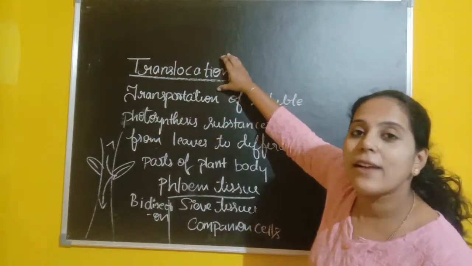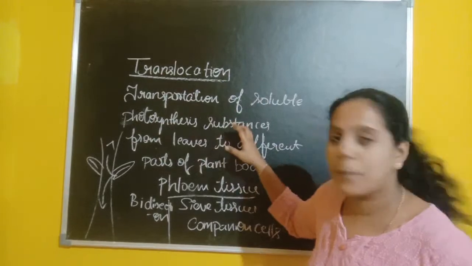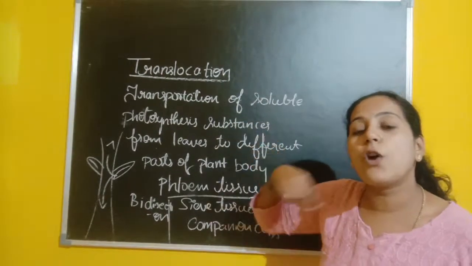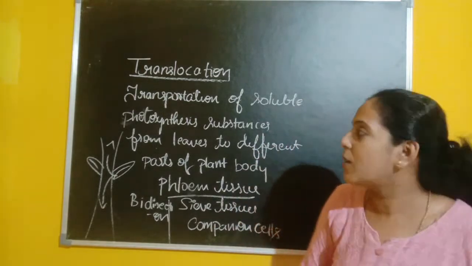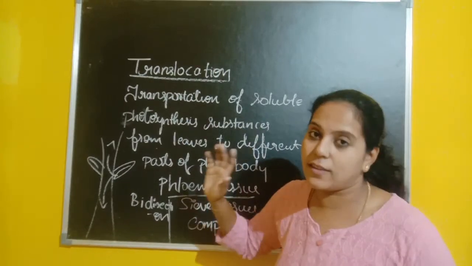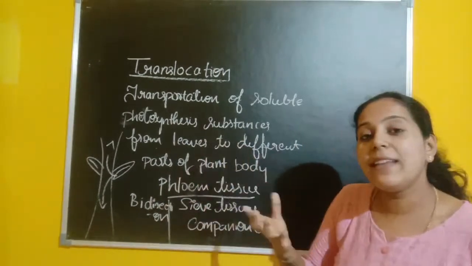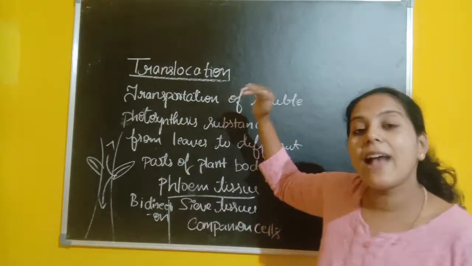What is meant by translocation? Transportation of soluble photosynthesis substances, you can adjust it and write in your own way, no issues. Basically you should know it is the soluble products of photosynthesis. So from the leaf, the movement to the different parts of the plant body, we will call it translocation.